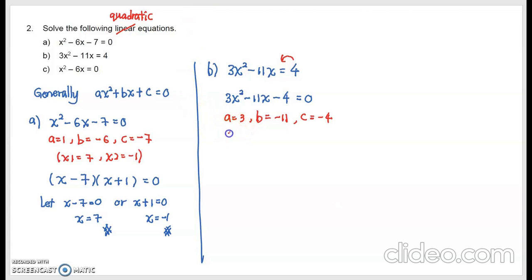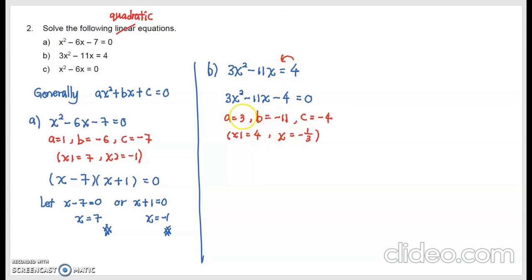So from your calculator, x1 is equal to 4, x2 is equal to negative 1 over 3. If your calculator gives your answer in the form of a decimal, you can change it to a fraction by pressing shift and the fraction. Again, if you want to change from decimal to fraction, you can press shift and fraction. So it will become, from negative 0.333, negative 1 over 3.